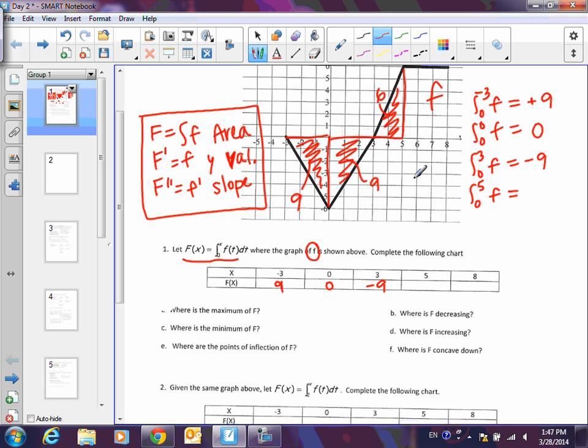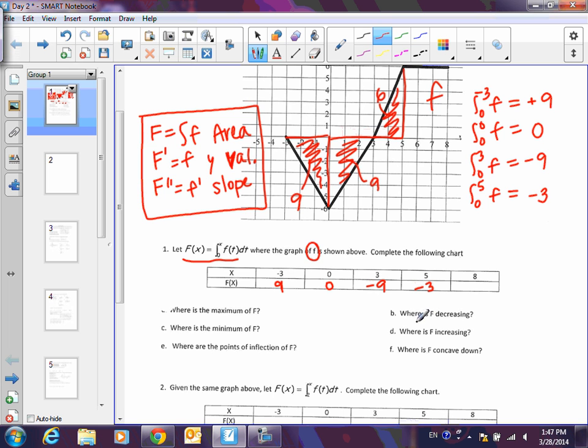Right. You have to add it to this -9 because it has to be from 0 to 5. It can't just be that last shape. It has to be all the way. So if I know this area is 9, I'm going to do -9 plus 6, which makes -3.